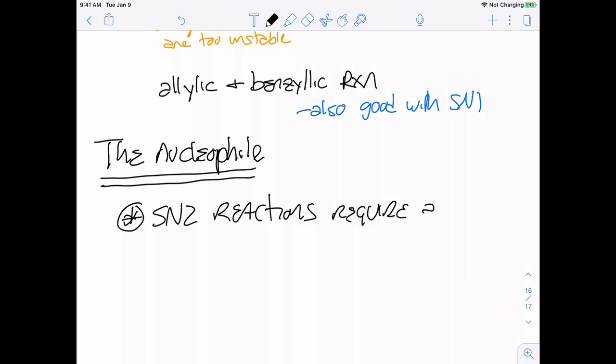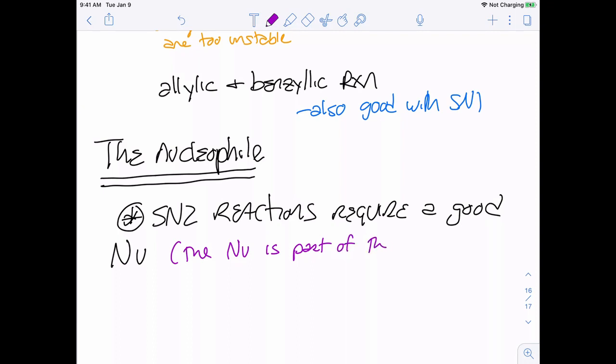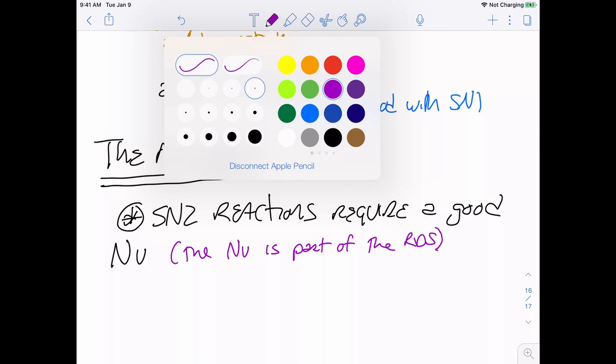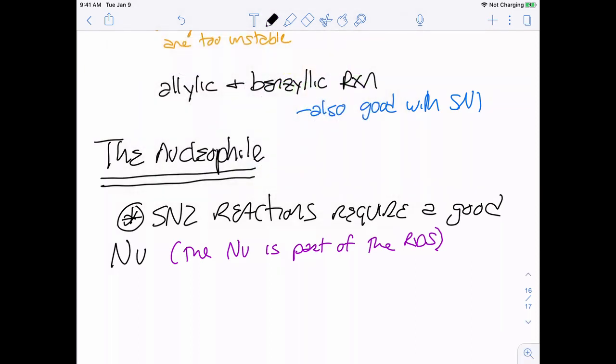So SN2 reactions require a good nucleophile. Again, remember that the nucleophile is part of the rate determining step. Right? The rate law is the concentration of the alkyl halide multiplied by the concentration of that nucleophile, also multiplied by the rate constant, of course. So SN2 reactions require a good nucleophile. We did learn earlier that charged nucleophiles tend to be better nucleophiles.